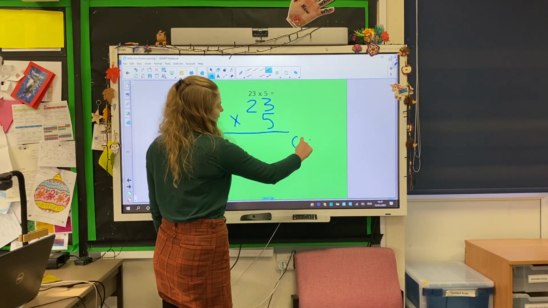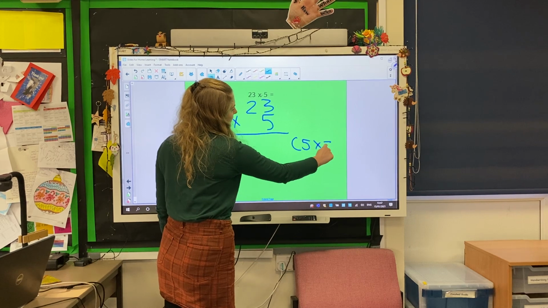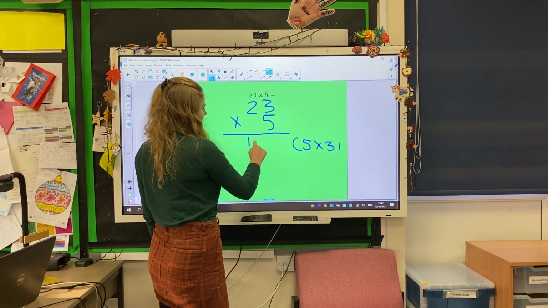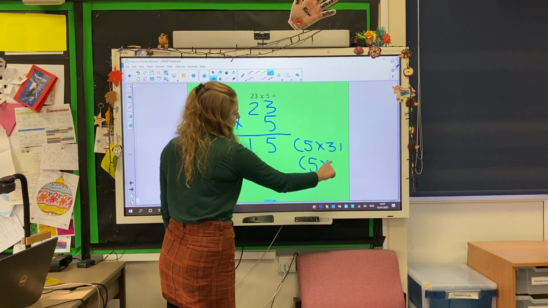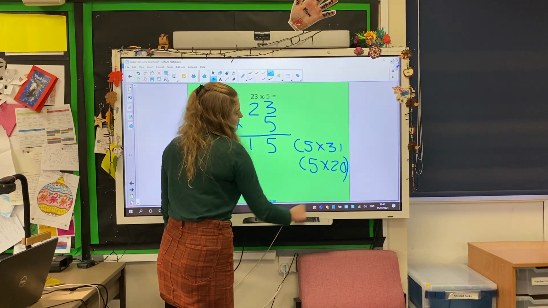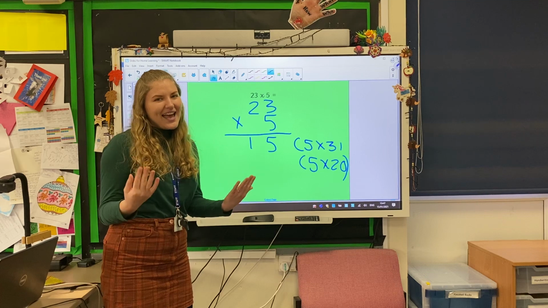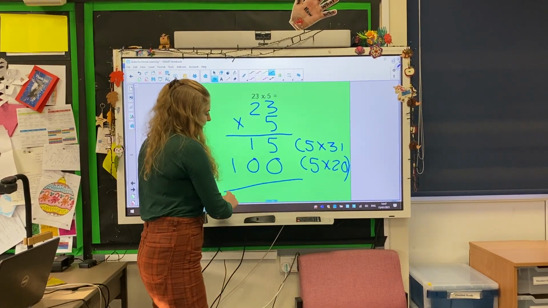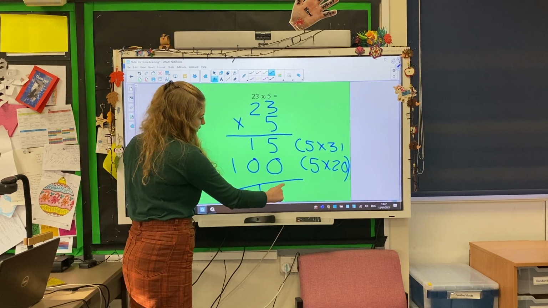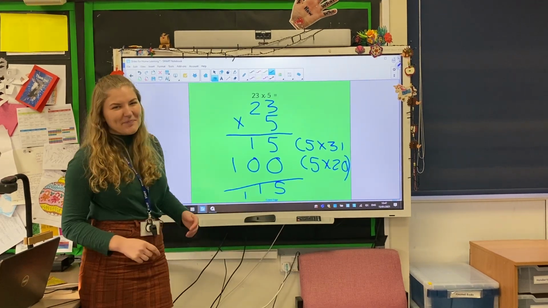So we need to do 5 times 3, which is 15. Okay, and 5 times 20. So we know that 5 times 2 is 10, so 5 times 20 is going to be 100. Let's add that up, and we've got 115. Nice and simple.